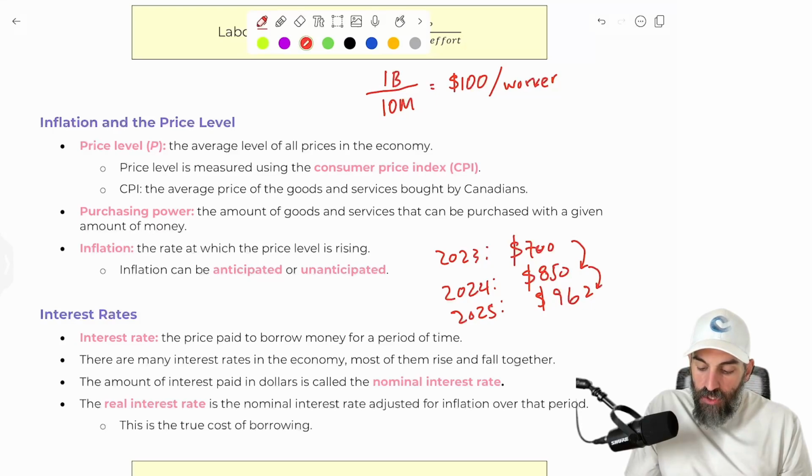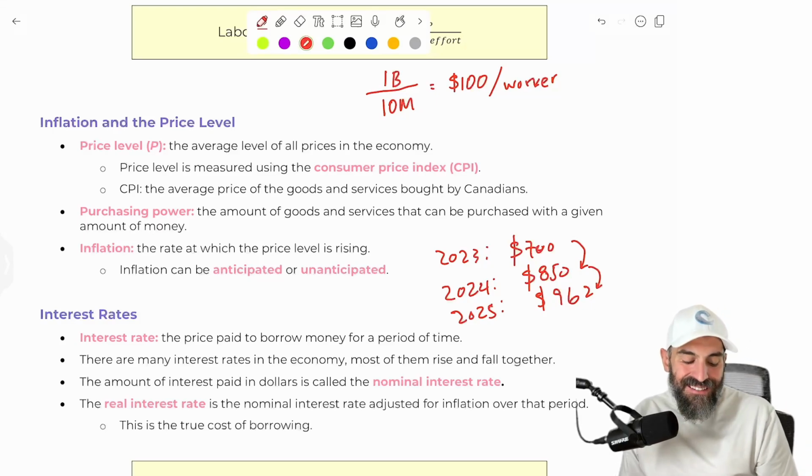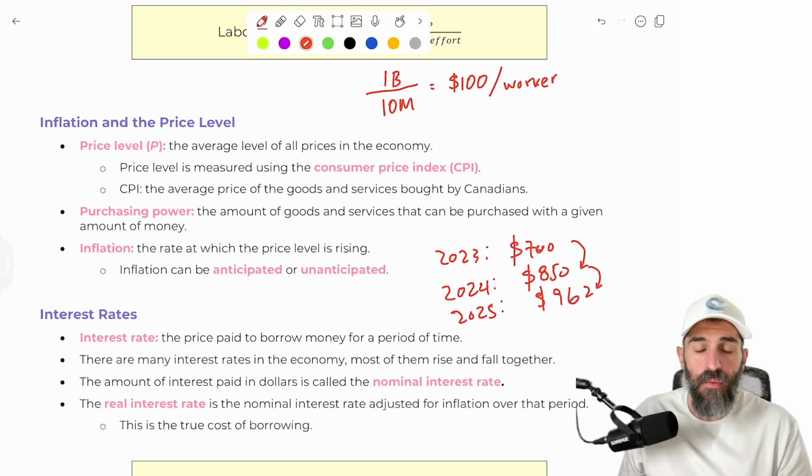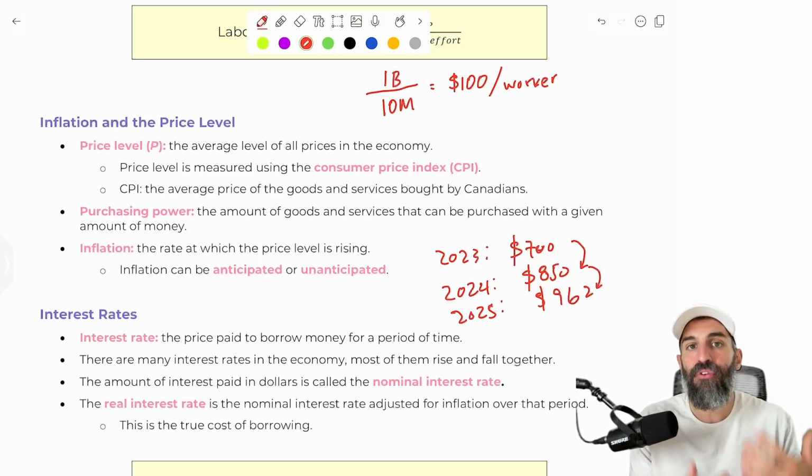This price change is how we measure inflation. And that's essentially what the Consumer Price Index is. It's an index number used to measure the price level. How has the price of things changed over time?